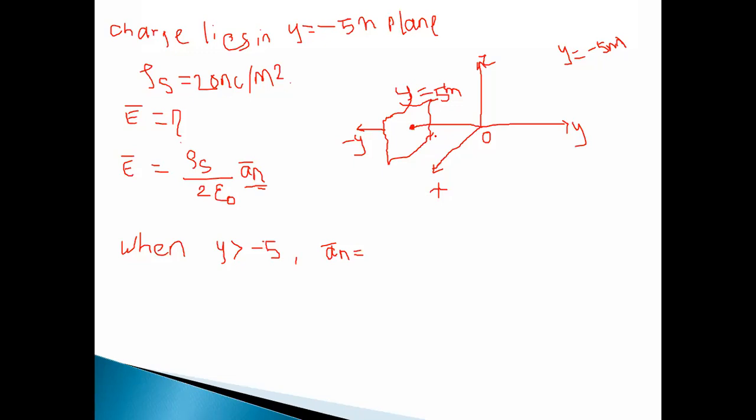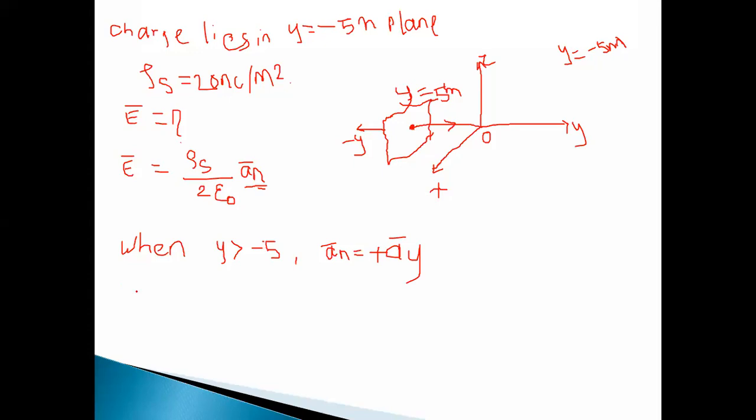Plus a bar y. Correct. Y is greater than minus 5. Minus 5 च्या कमी म्हणजे minus 6, minus 7. Minus 5 पेक्षा जास्त म्हणजे minus 4, minus 3. Okay, means we are going in positive y direction.